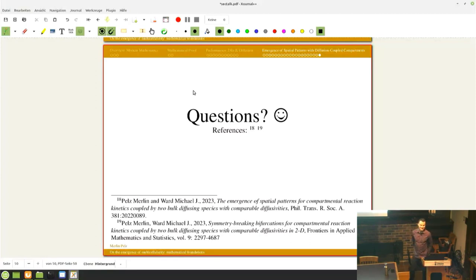Hi, Merlin. Nice talk. I had a question. On one slide, you mentioned that any continuous time martingale is a time changed Brownian motion. Mm-hmm. So I don't know what time changed Brownian motion is exactly.